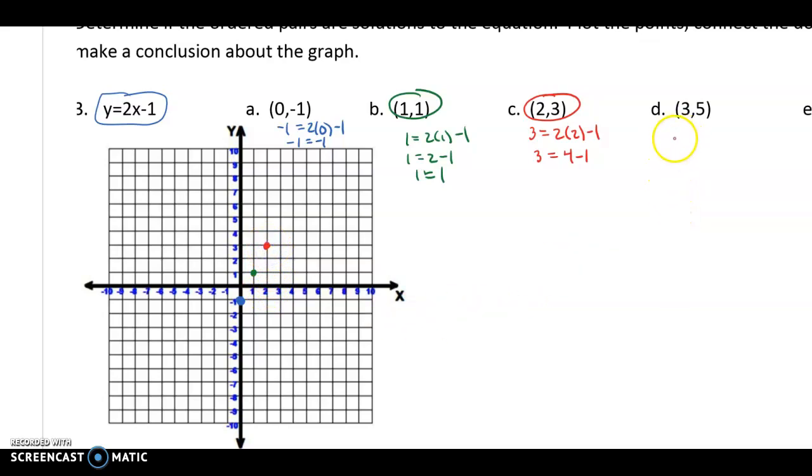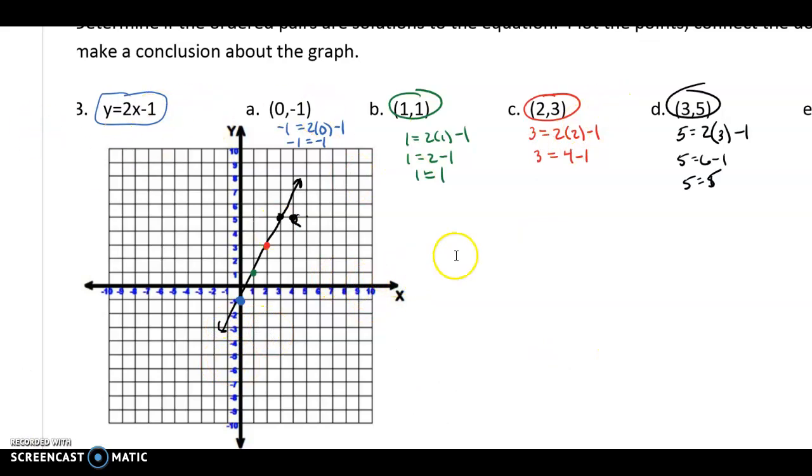Now how about 3, 5? If we go to 3, 5, I'm going to replace y with 5 equals 2 times 3 minus 1 gives me 6 minus 1. Is that a true statement? Yes, that is a point on the line. 3, 5. Oh, I'm sorry. Goes right there. Now what happens is, when I connect the dots, what does it create? It creates a straight line. And that's what this chapter is about.